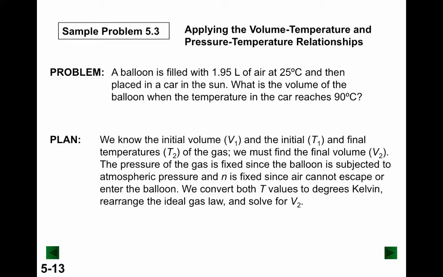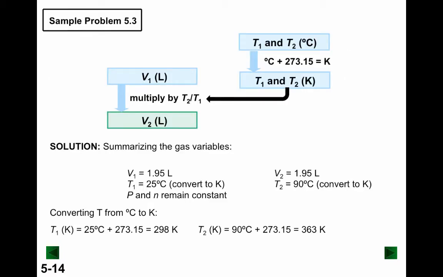From the problem, we can identify V1 is equal to 1.95 liters and T1 is equal to 25 degrees C. The temperature is changed to 100 degrees C, and we are asked to find the new volume. So what is our strategy? We need to rearrange Charles' Law and solve for V2. We need to remember to convert degrees C to Kelvin.